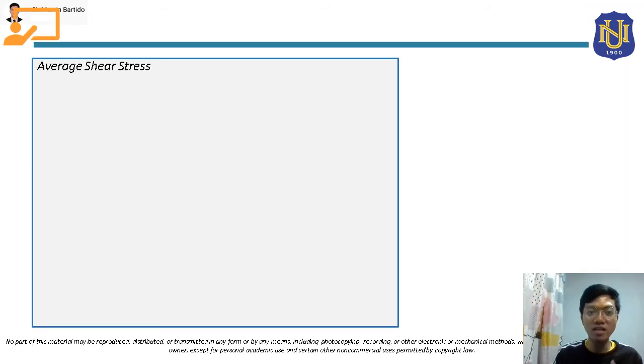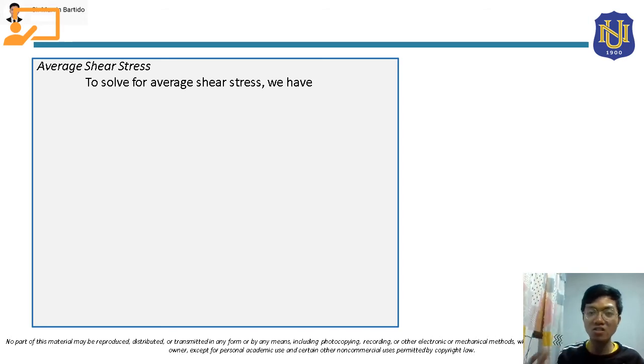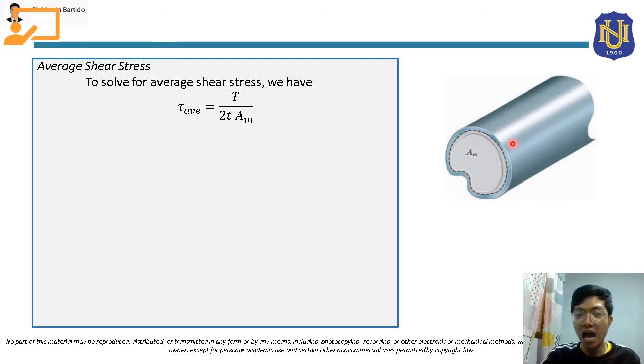Okay, so let's talk now about the average shear stress, or the shear stress on the cross section of a thin wall tube or hollow tube. The formula for this is already established. The derived formula is tau average equals T over 2 t A sub m. Let's say we have here this thin wall tube. This is the thickness, and this broken line indicates the center line, or the middle line, at the middle of the thickness.